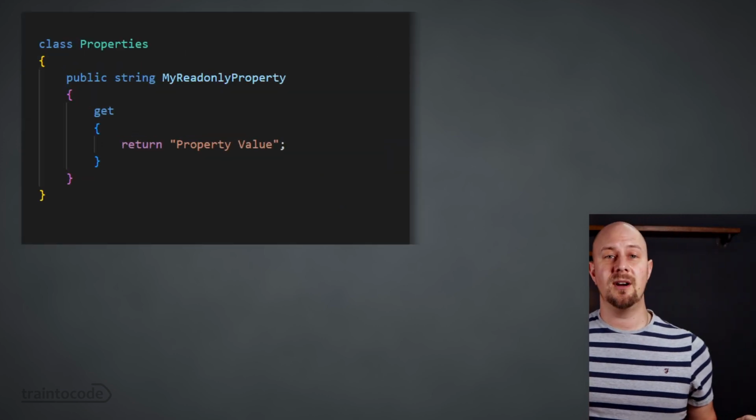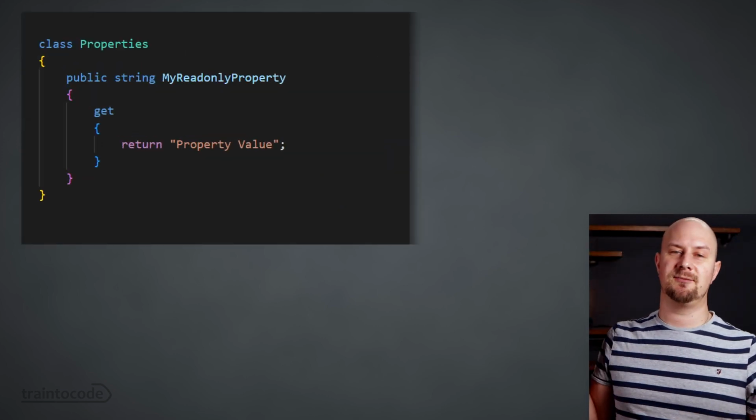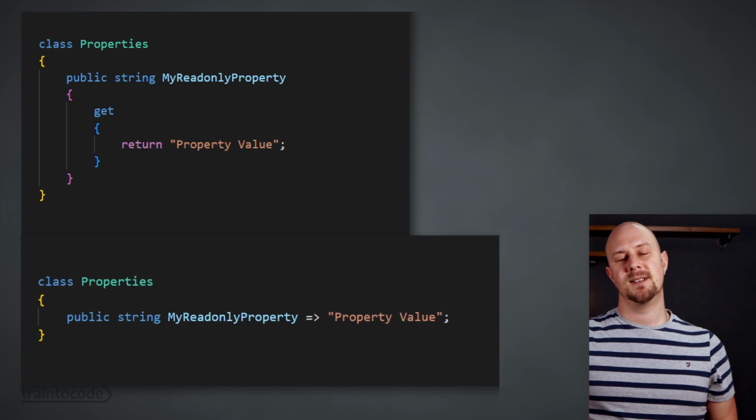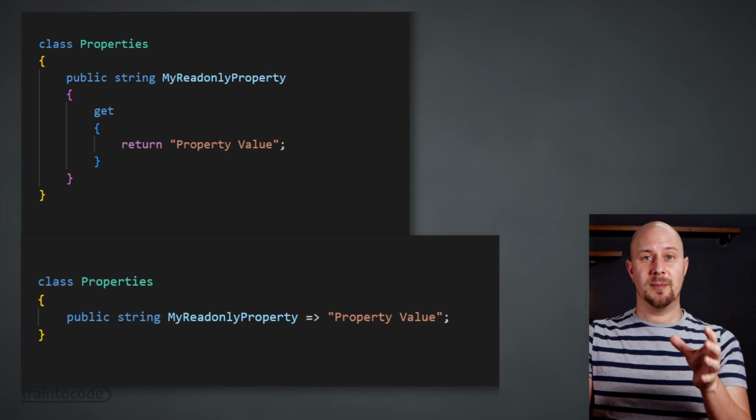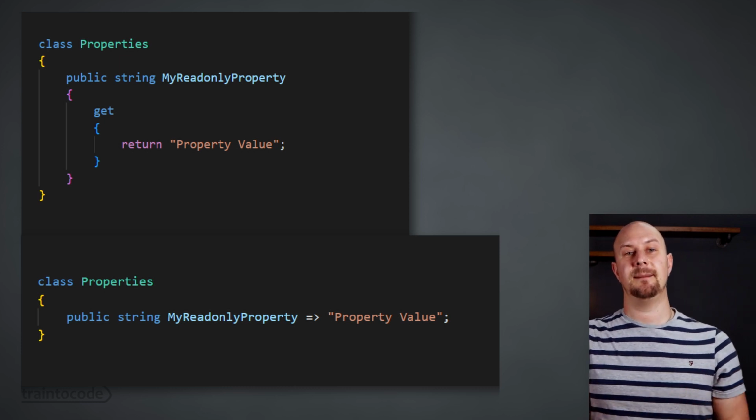Why are there so many different ways to write the same code in C Sharp? Have you ever found yourself looking at some code online and they declare read-only properties like this? And then you look at some code in some other examples and they have properties written like this. You might be thinking, why? Why does C Sharp have so many different ways to do the same thing?